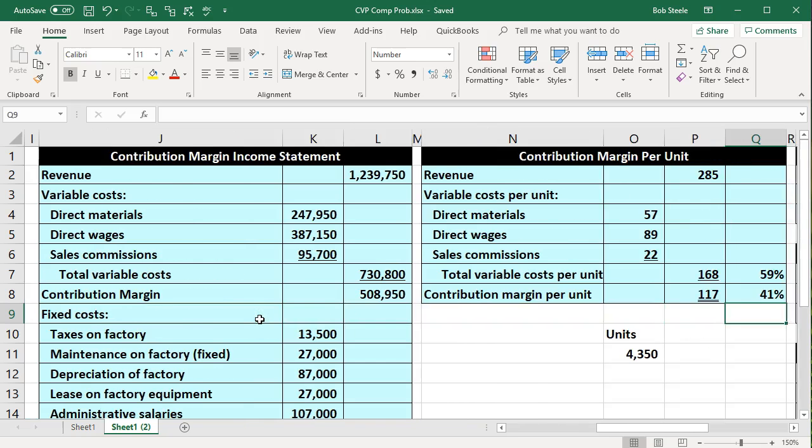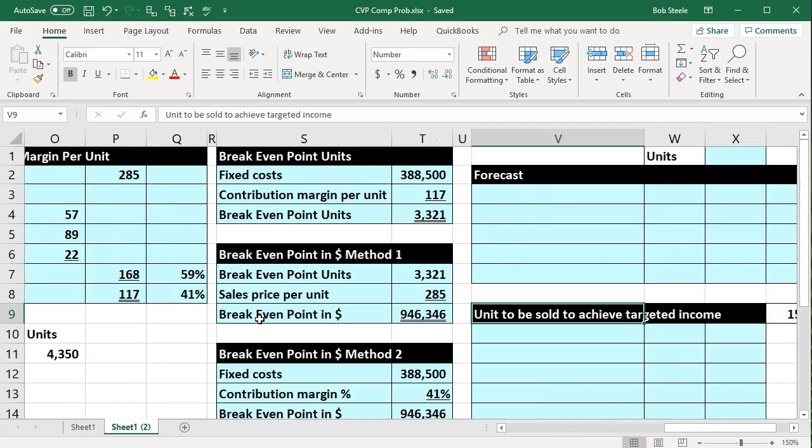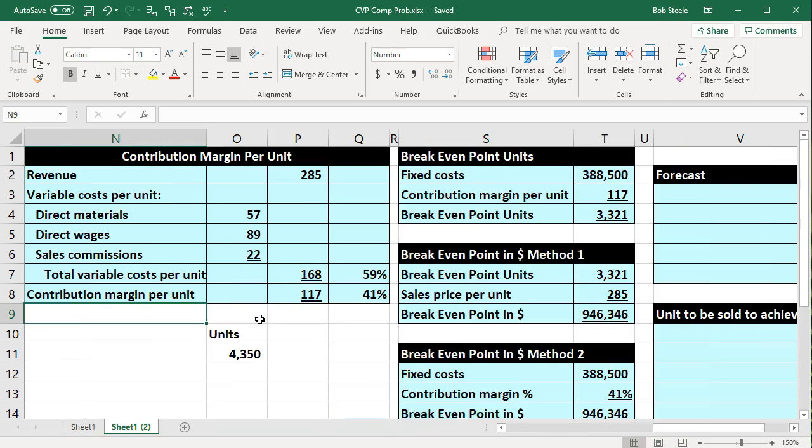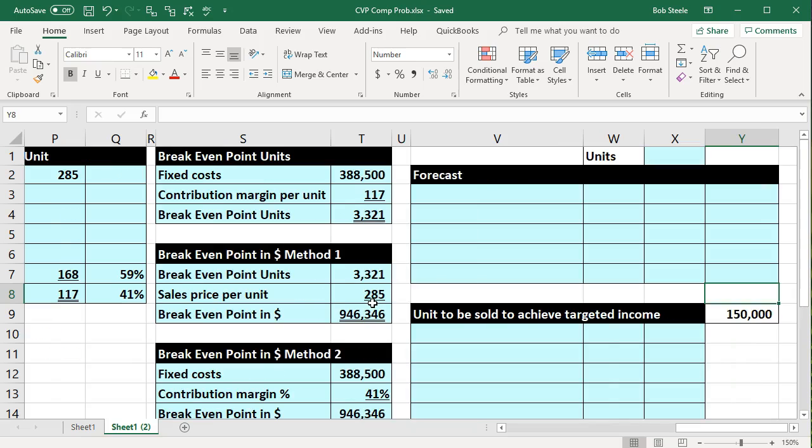And then we have the contribution margin per unit, showing this information on a per unit basis, which is doable given the fact that we have broken out the variable and fixed portions and therefore have that relationship for the revenue and the variable costs and the contribution margin. We then looked at the break-even point, which is going to be our standard type of calculation: break-even in units, and two methods to calculate the break-even in dollars.